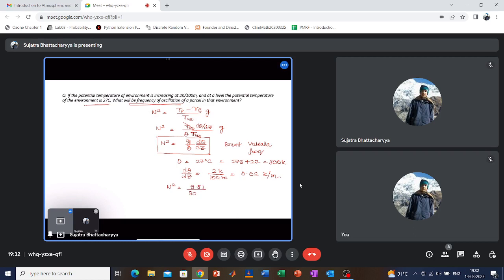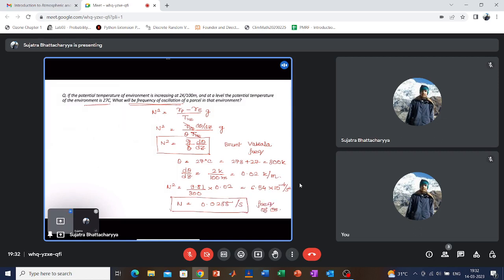All are in SI units. Just calculate. Let me calculate, just a minute. 0.02 divided by 300 into 9.81 comes out to be about 6.54 into 10 to the power minus 4 per second square. Therefore, N will be what? Root of the answer. This will be N equal to 0.0255 per second. This is the frequency of oscillation.